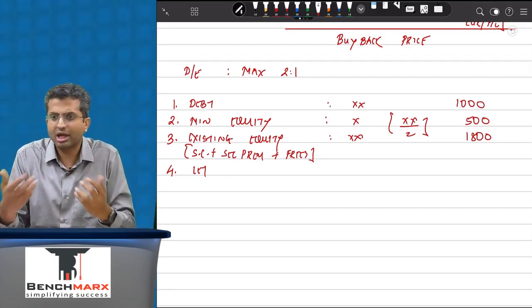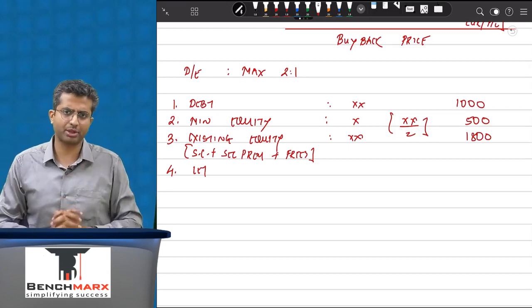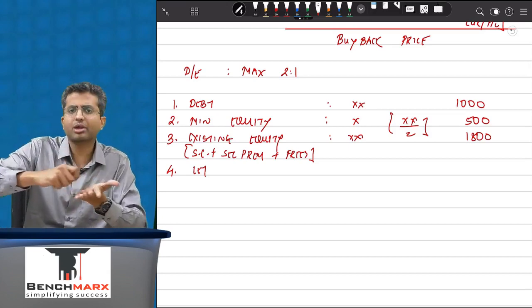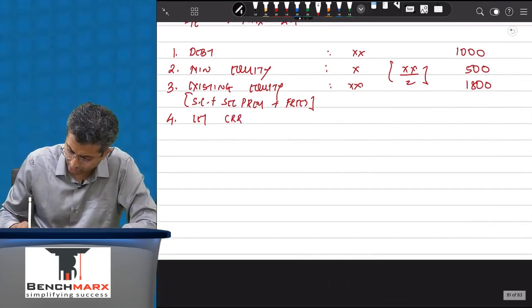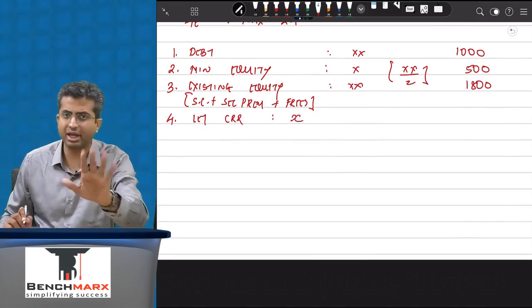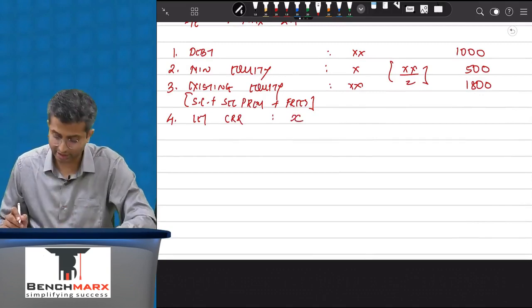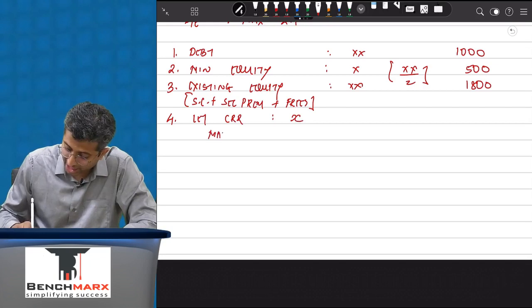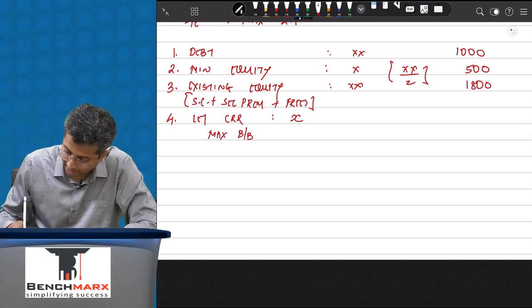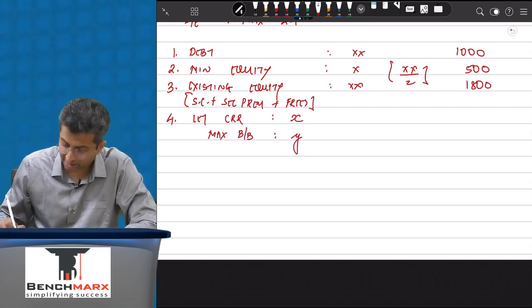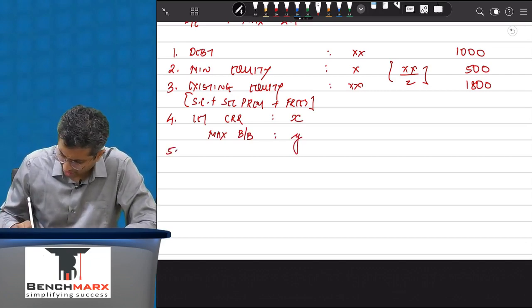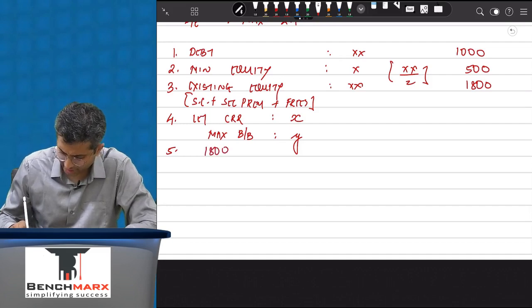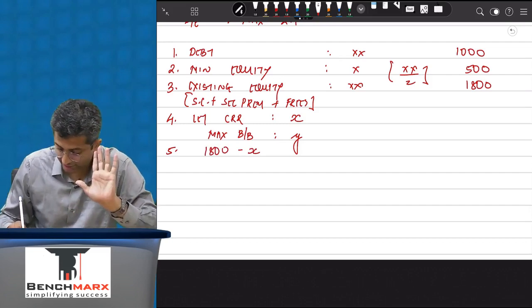So CRR is not what you are utilizing for the payment to the shareholders as buyback. So what you will do is let the CRR amount be X. You can have any other alternative method as well. This is the method that the institute follows. Let the CRR be X, and the maximum amount that you can buy back, BB is buyback, be, let us say, Y. So if you formulate a simultaneous equation, you can say that, okay, my current equity base is 1800, out of which I can transfer some amount, that is X, to CRR.